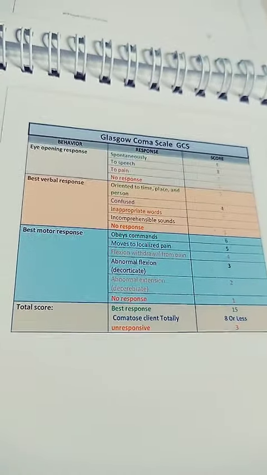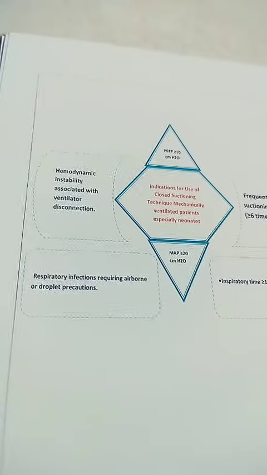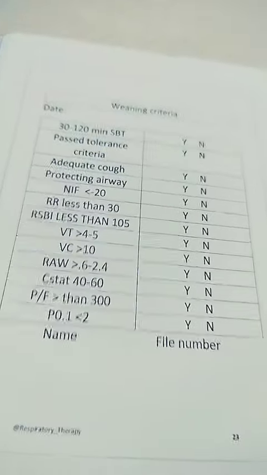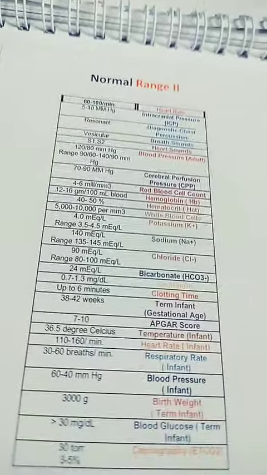On page 20, Glasgow Coma Scale, GCS. Page 21, indications for using closed suctioning. Page 22, TBI protocol. Page 23, weaning criteria. Pages 24 to 28, comprehensive normal range.